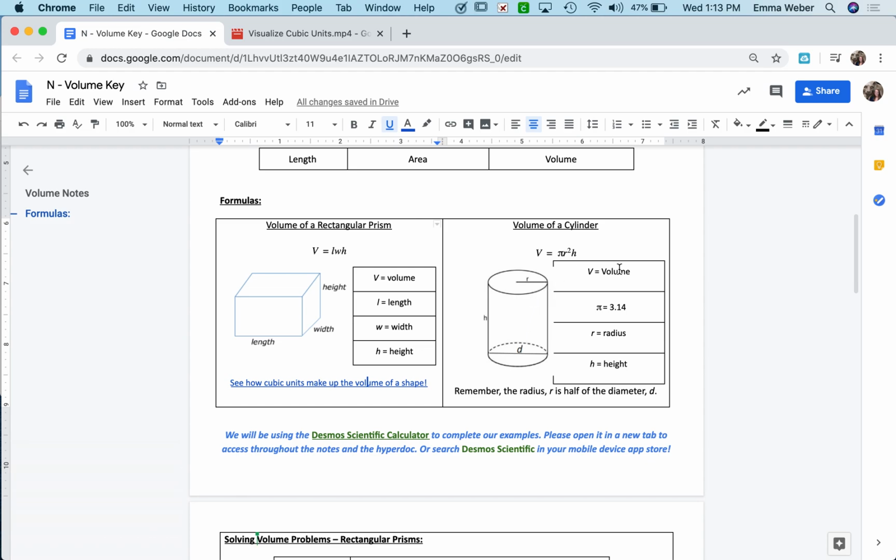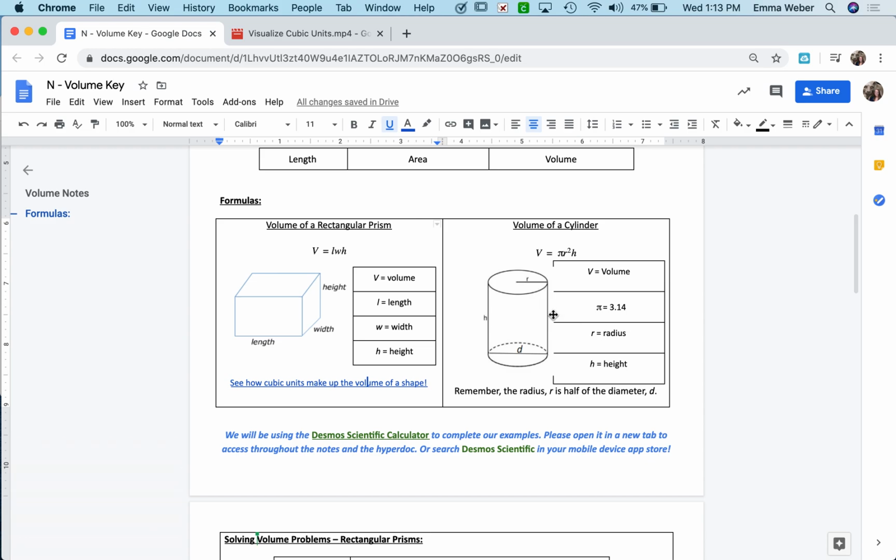So some letters that you want to keep in mind here, V again means volume. Pi, we are going to just be using 3.14 as pi. So if you're using a calculator that has a pi button, please don't use the pi button because it's going to make you have to round a lot more, and you might not get the exact answer that we're going to be looking for in some of these activities that we have planned for you this week.